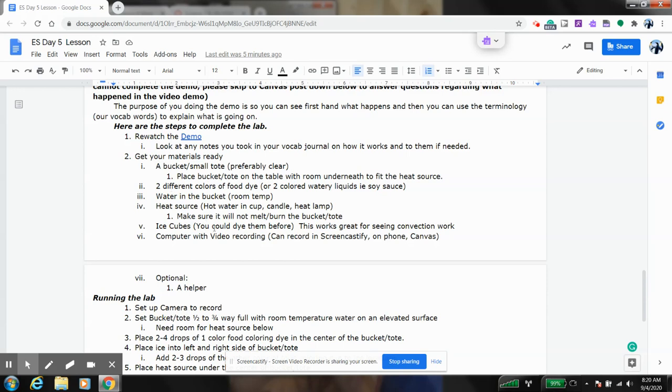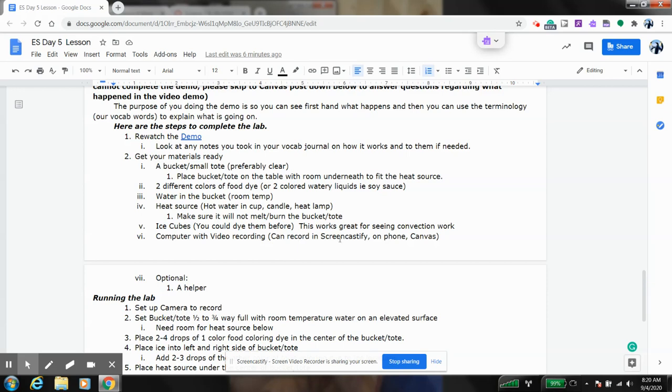All right. Ice cubes. You need something cold. One of the things you could do is put food coloring into an ice cube tray and water and let those freeze. That'll make your life easier. Then you just drop a couple ice cubes in. All right. And then computer for recording.